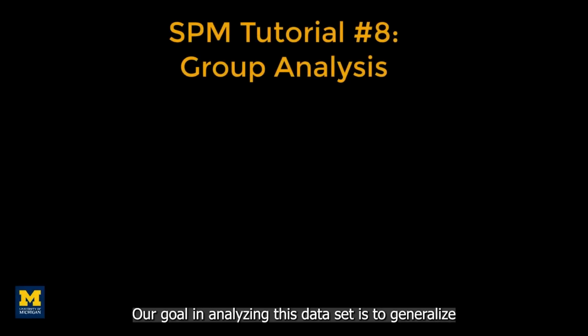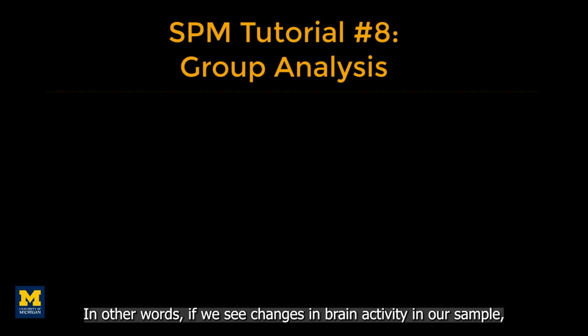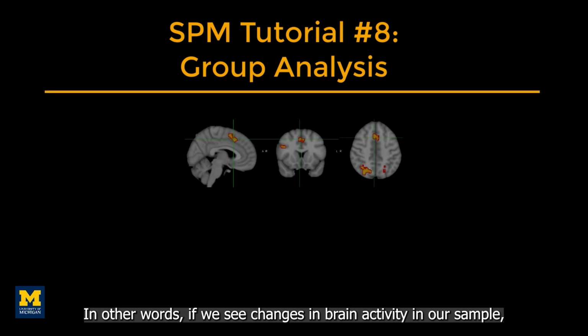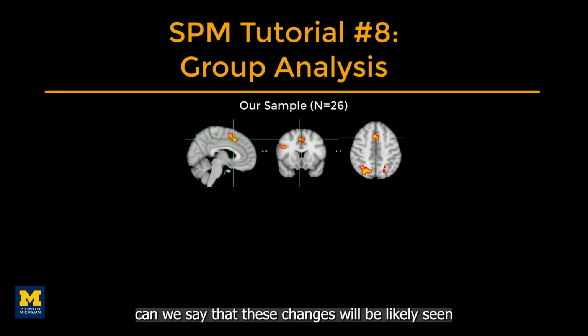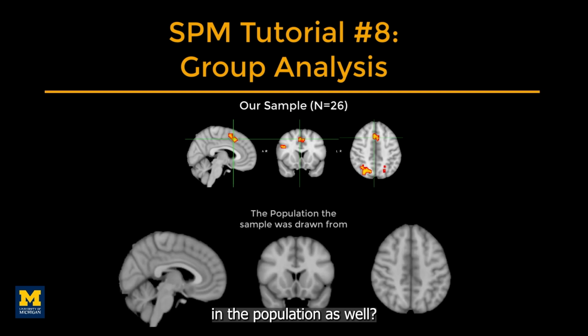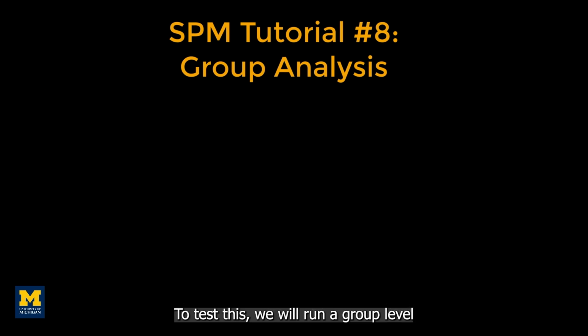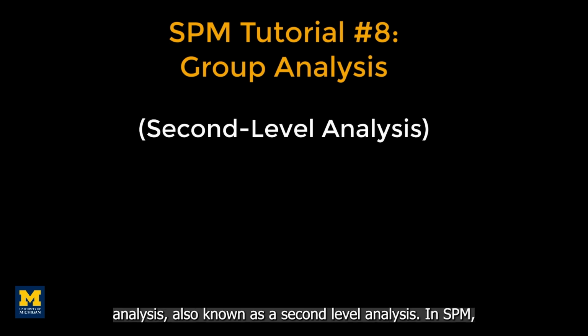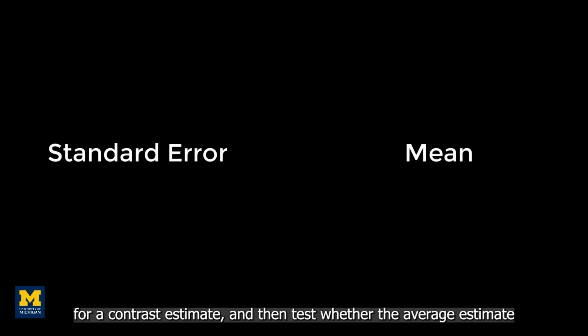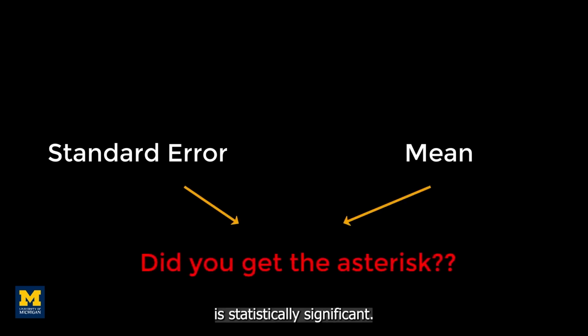Our goal in analyzing this data set is to generalize the results to the population that the sample was drawn from. In other words, if we see changes in brain activity in our sample, can we say that these changes will be likely seen in the population as well? To test this, we will run a group-level analysis, also known as a second-level analysis. In SPM, this means that we calculate the standard error and the mean for a contrast estimate, and then test whether the average estimate is statistically significant.